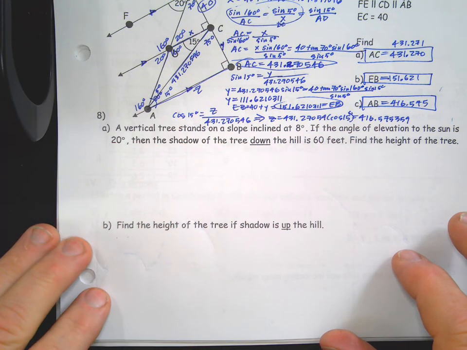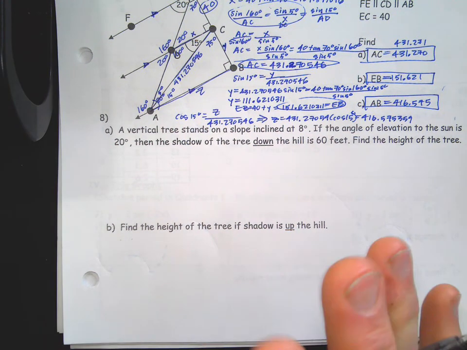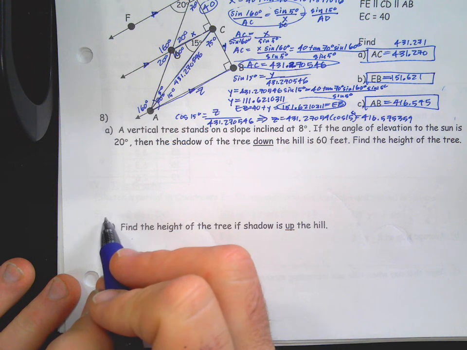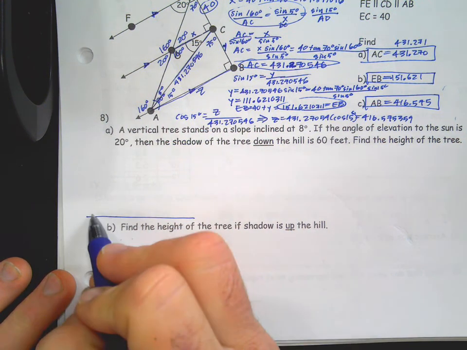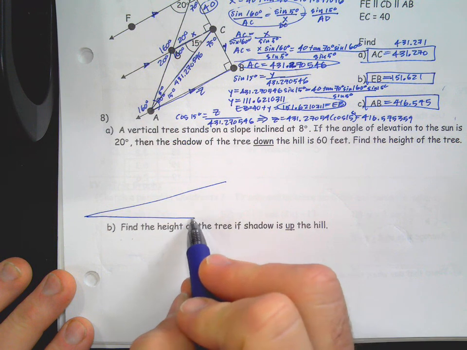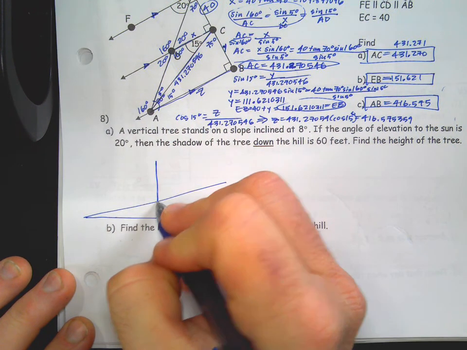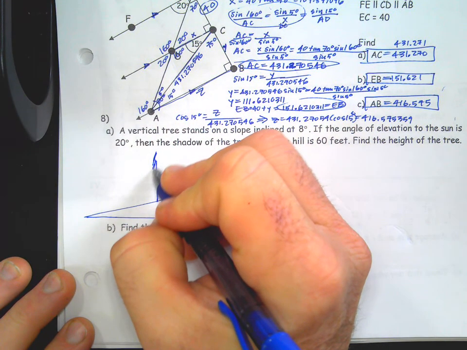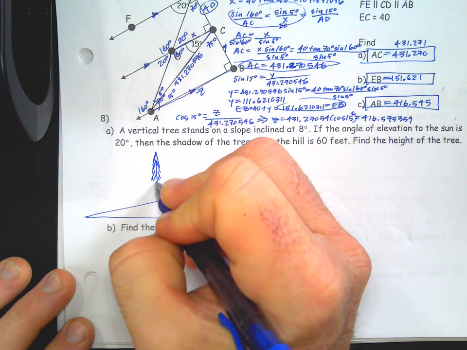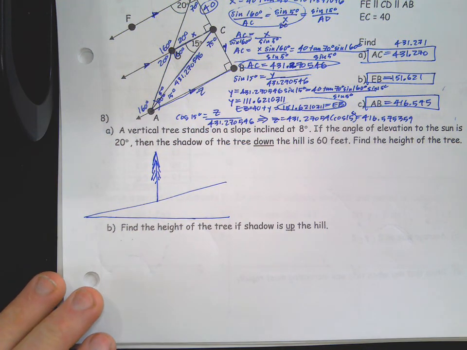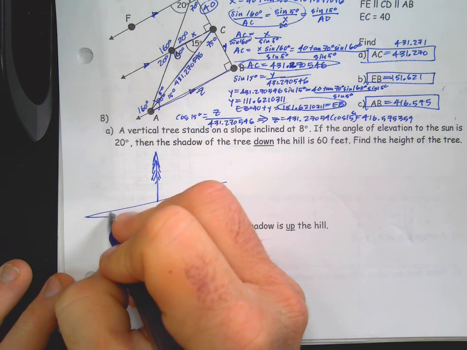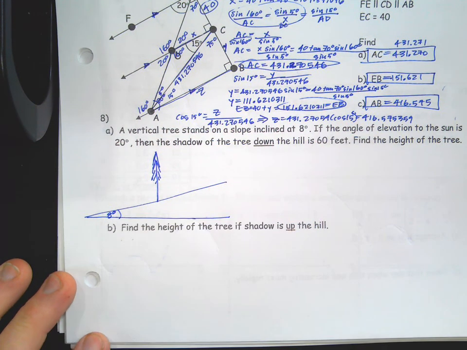So we got to get a good picture, and the bigger the picture, the better probably. So I'm going to try and make this picture as big as I can, because it's going to get messy. So we have a tree on a hill. They go straight up, perpendicular to the horizontal. Vertical tree stands on a hill, slope incline 8%. So that's this angle, 8% slope.